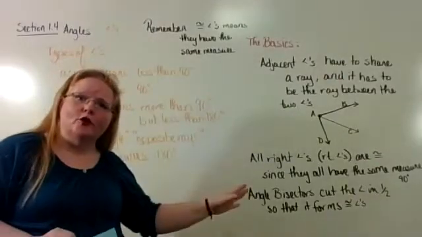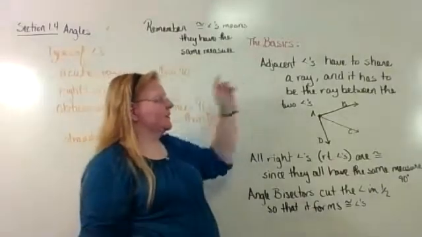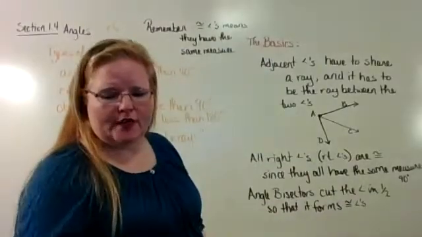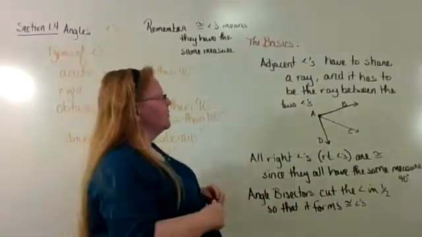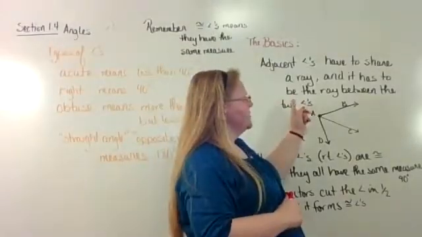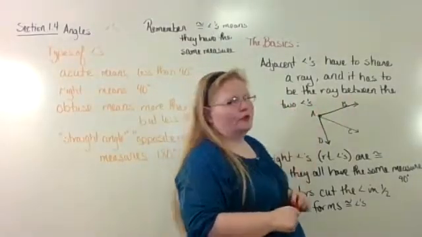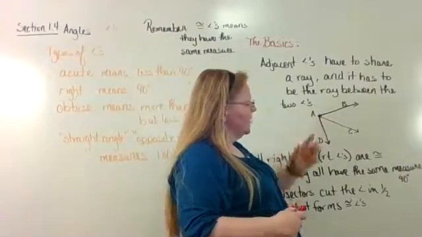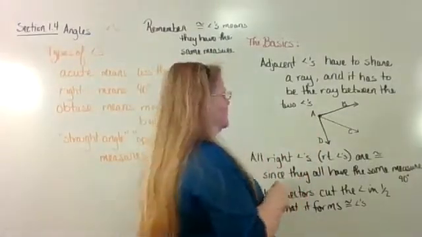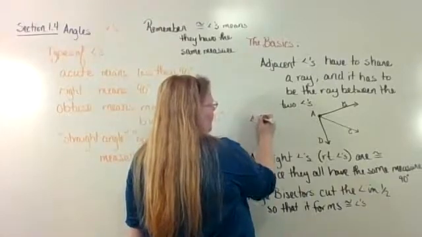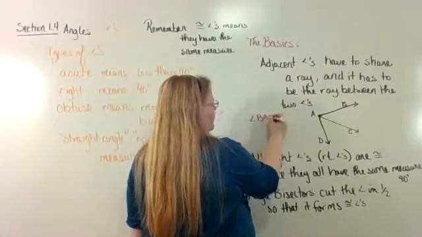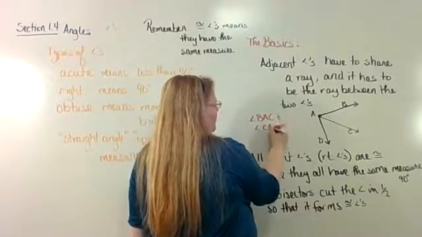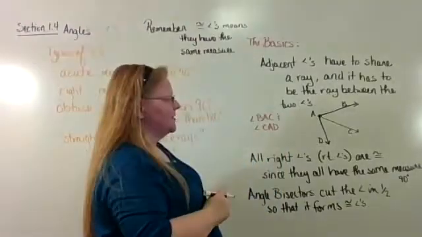Okay, so more basics. We need to talk about adjacent angles. Adjacent angles have to share a ray. That's the definition of adjacent angles. They share a ray together. This ray has to be the ray in between the two angles. It can't just be any ray. So if we're looking at these angles here, which two angles are adjacent? It would be angle BAC and angle CAD. Those are the ones that are adjacent.